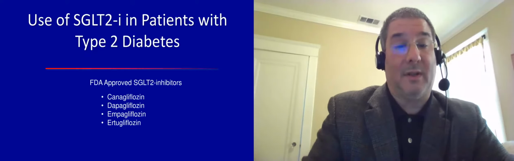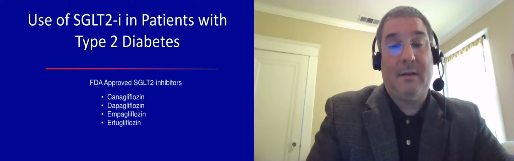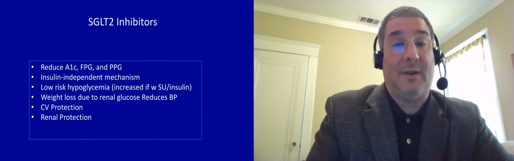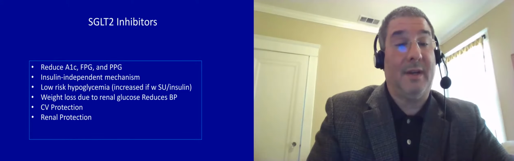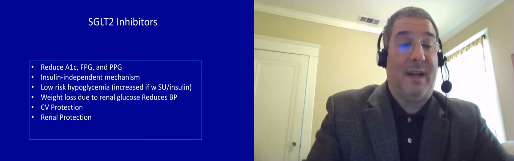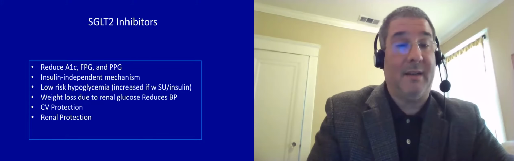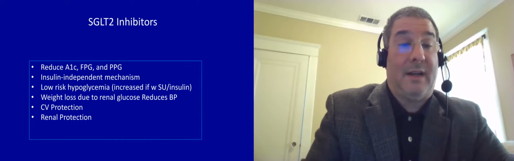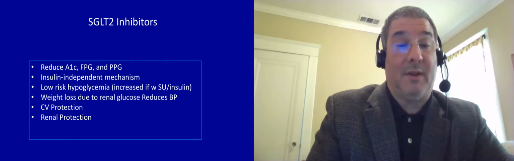There are 4 agents currently approved. These agents, through the loss of glucose in the urine, reduce your A1C. They reduce fasting and postprandial glucose. It's an insulin-independent mechanism, so this is not directly impacting the beta cell. You're losing glucose in the urine, and this is what's lowering your blood sugar. If they're used alone or with agents that don't cause hypoglycemia, then the risk of hypoglycemia is very low.